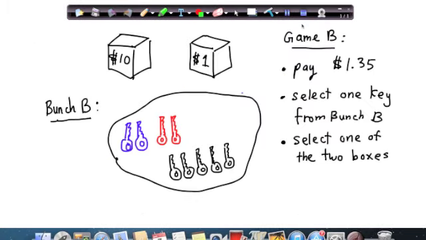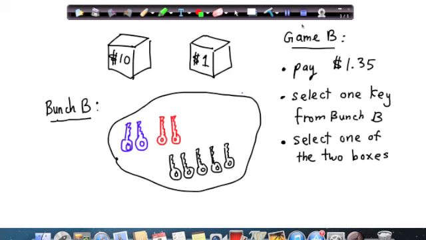The following setting is very similar to the previous one, except that we now have more keys in the bunch. In particular, there will be exactly 2 keys that will open the $10 box, and another 2 keys that will open the $1 box, while the remaining 5 keys will not be able to open any of the boxes.